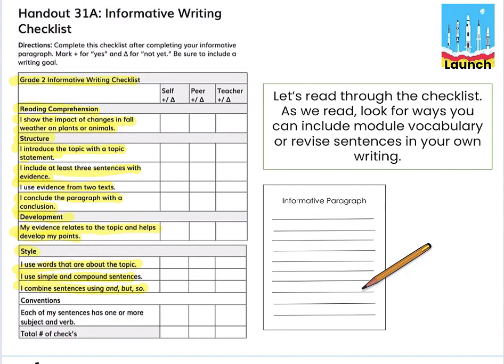And we have conventions. Each of my sentences has one or more subject and verb. So we need the who or what the sentence is about and the action. Okay, so take a look at your informative writing paragraph that you have drafted. It's not your final yet, it's just a rough draft. And see if there's any ways you can add in vocabulary from the module or if you can make any changes at all.